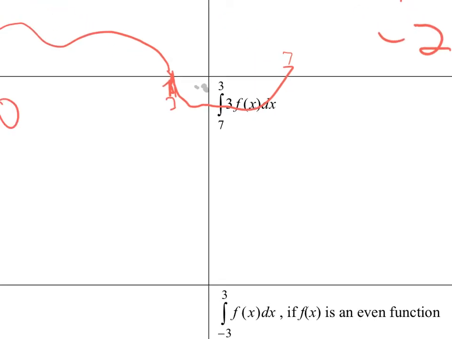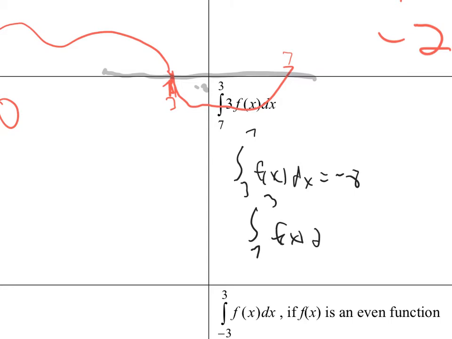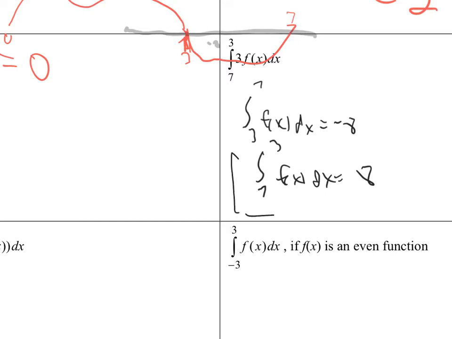I'm just using this as my x-axis, and I'm going the opposite direction. Well, that's sometimes why we switch it around. 3 to 7 of f of x dx was a negative 8. If I switch it from 7 to 3, then the sign switches to a positive area. That's the problem we were just doing.